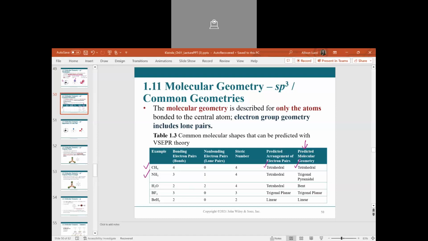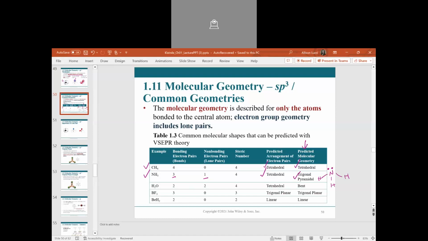Then we had our ammonia here, so that's 3 bonding, 1 lone pair. So again, tetrahedral electron geometry, but only the bonding atoms are going to be included in our molecular geometry, so it looks trigonal pyramidal, right? We have that nitrogen with those 3 groups making a pyramid below.